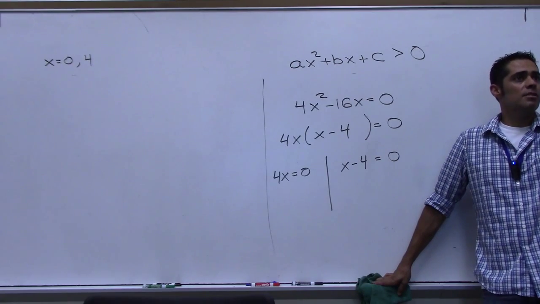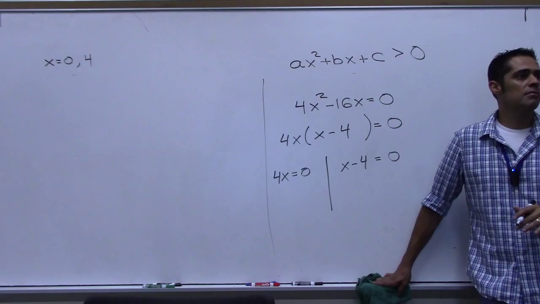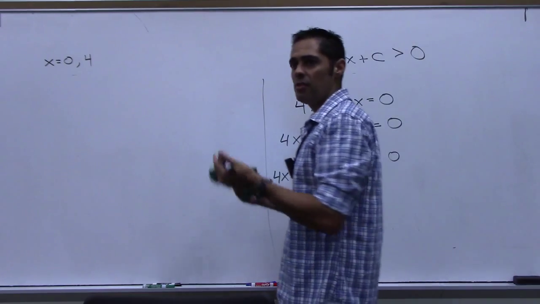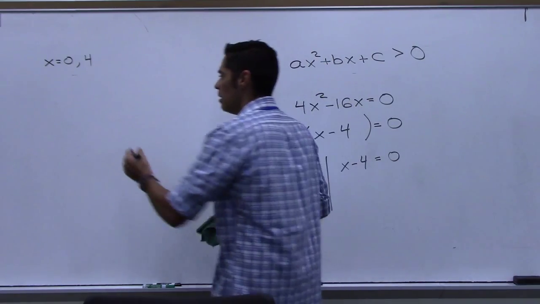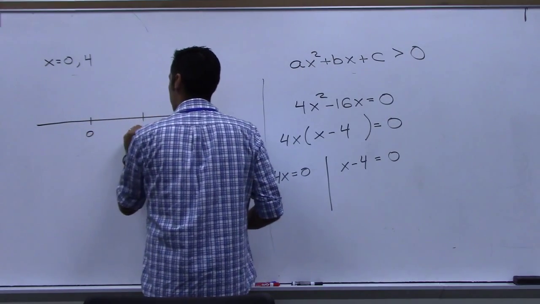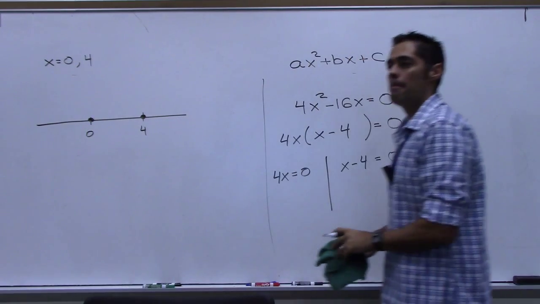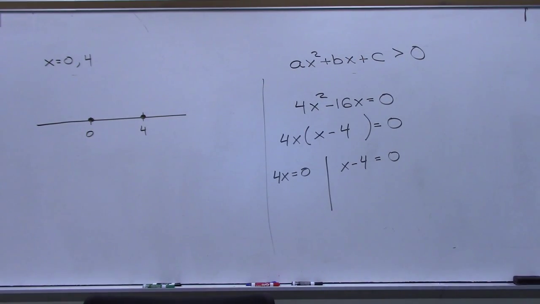Okay, so what do we do with these now? It says now to plot the solutions on the x-axis. See, because these are solutions to an equation, aren't they? All right, so let's plot them. I have 0 and I have 4. Since it's x squared, the parabola opens up. Yeah, and this is the key to everything now.